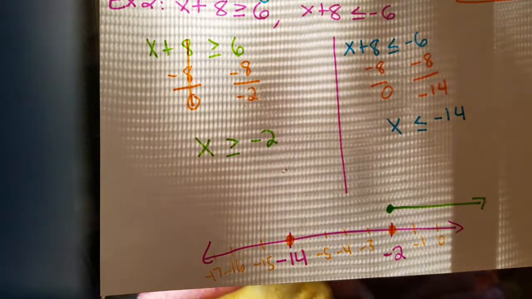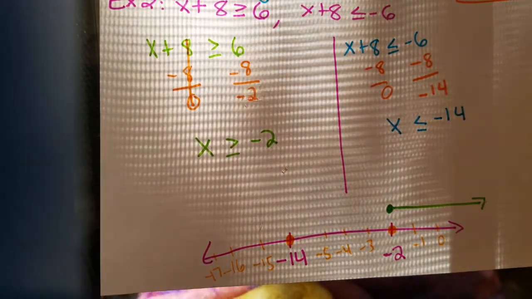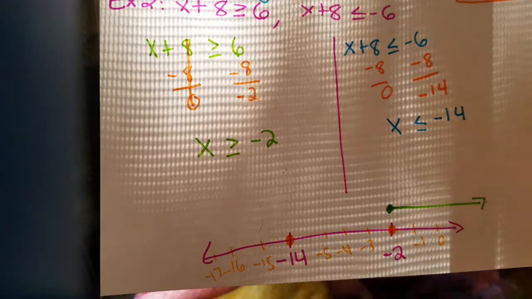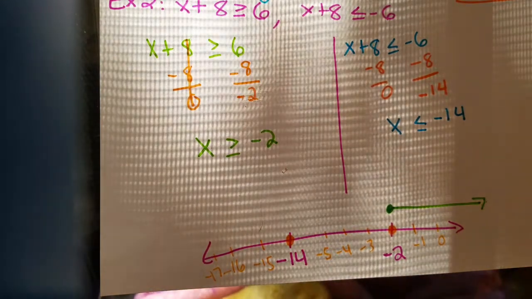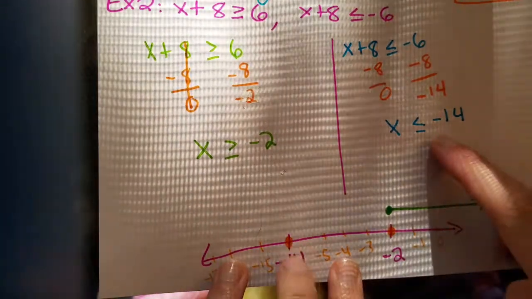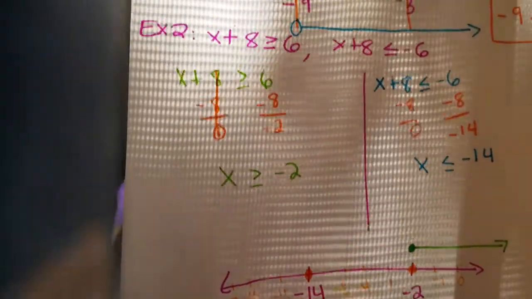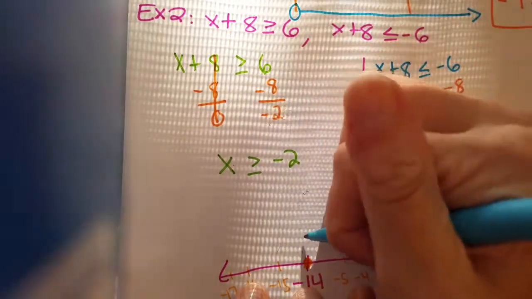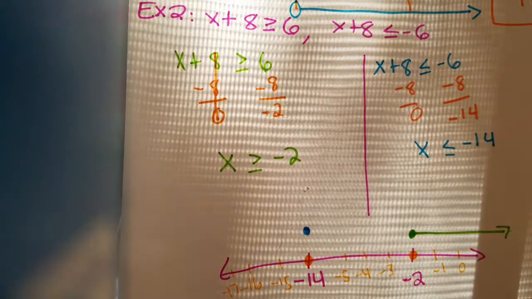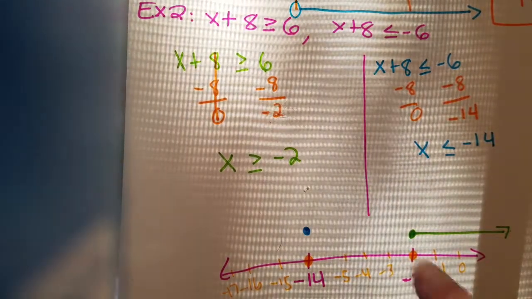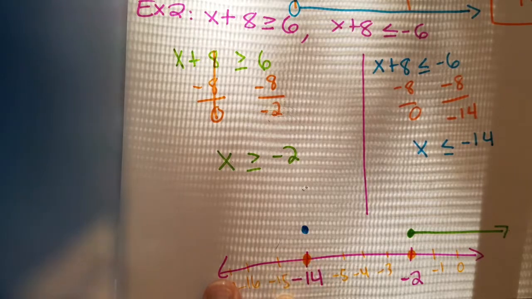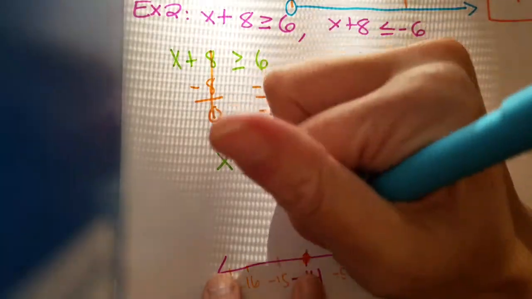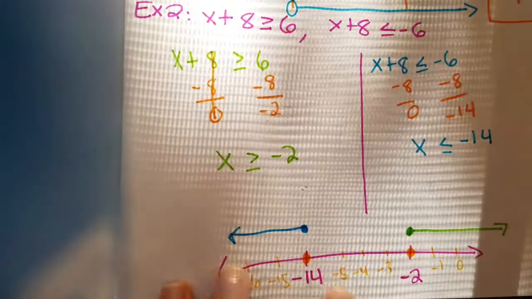Alright, and then on this one, let's see what happens. Remember, it's an and if they collide, it's an or if they go separate ways. So for this one, where x is less than or equal to -14, I'm going to start at -14, and the values that are less than -14 are on this side of my number line. They're things like -15 and -16. So they're going to head this way.